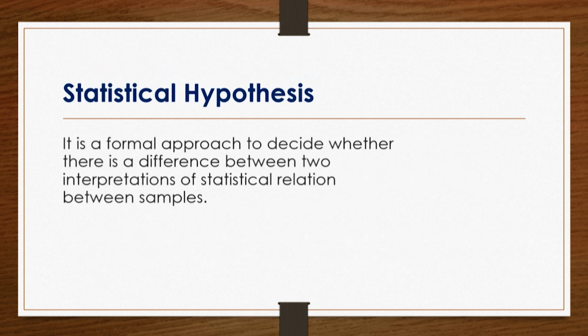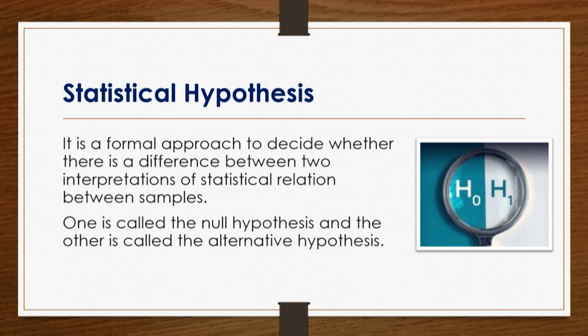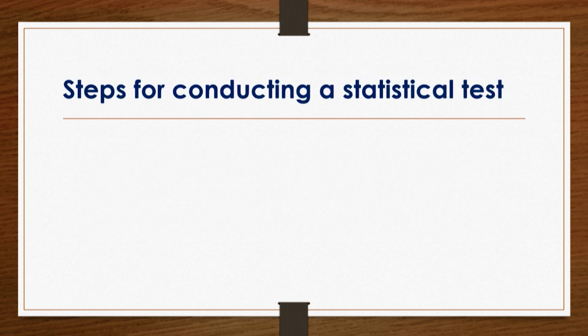Statistical hypothesis. It is a formal approach to decide whether there is a difference between two interpretations of statistical relation between samples. One is called the null hypothesis and the other is called the alternative hypothesis. Hypothesis testing. In statistical hypothesis testing, there is a rule or procedure which makes an assumption about the population parameter to take a decision about accepting or rejecting the hypothesis. The null hypothesis may be accepted, or the alternative may be accepted, or we can reject the null or alternative.